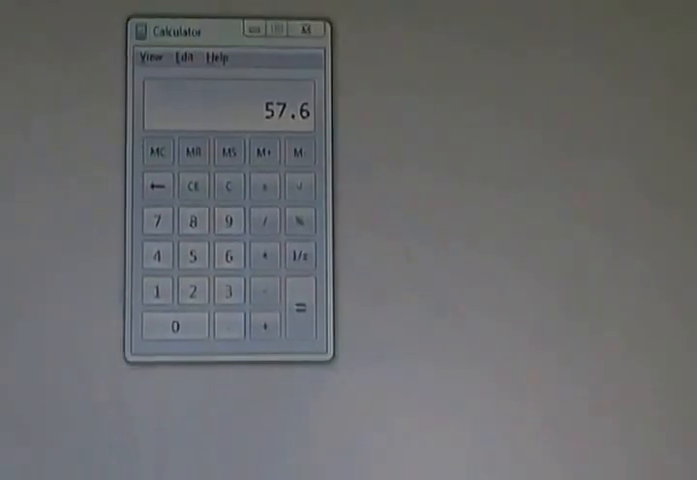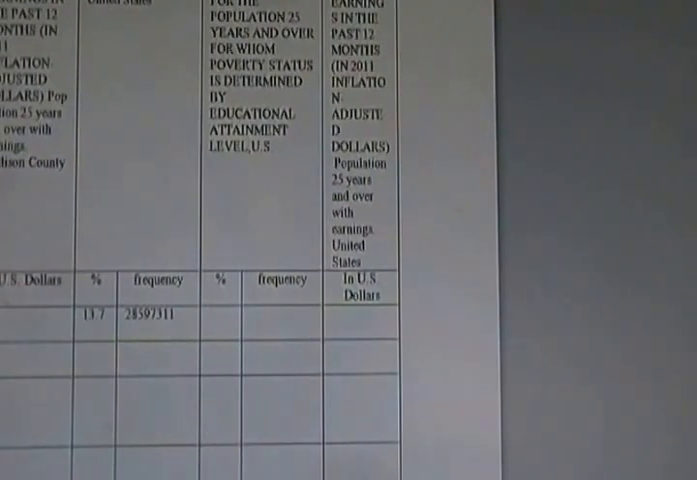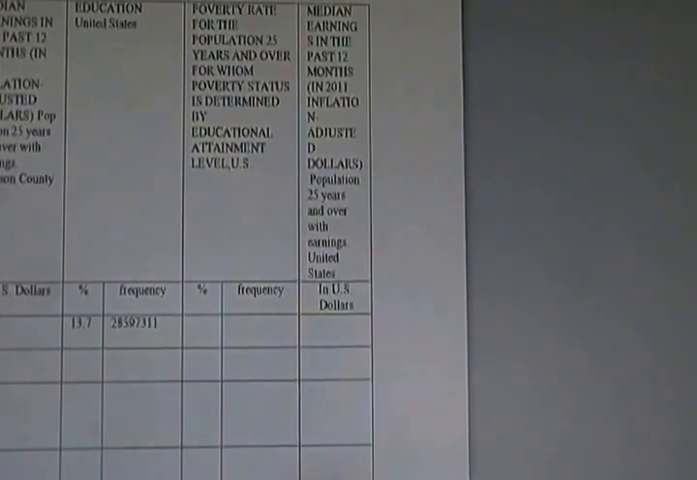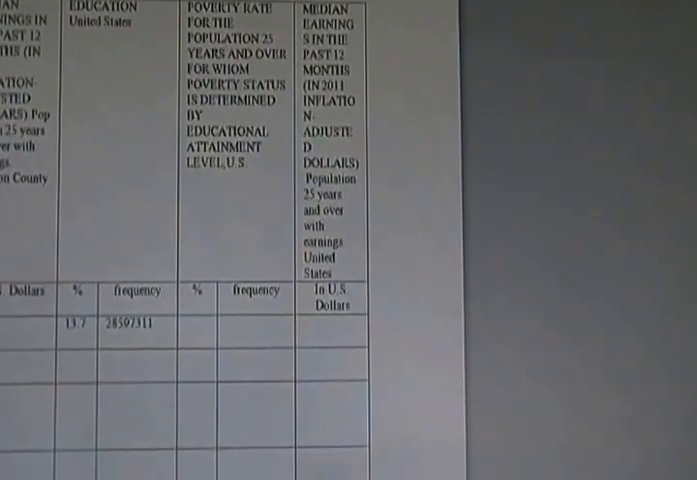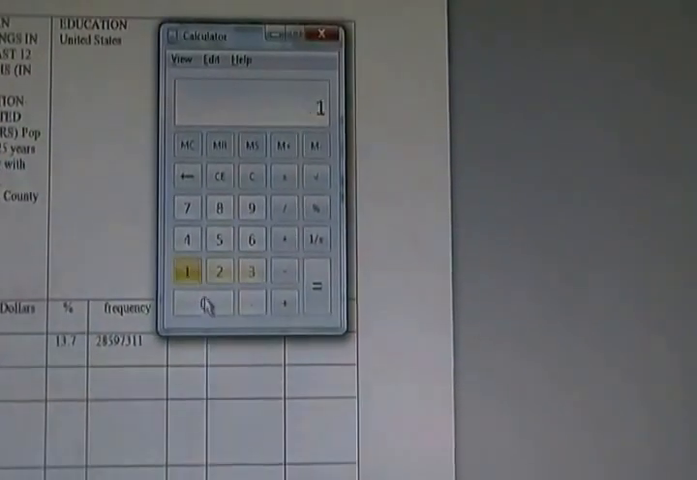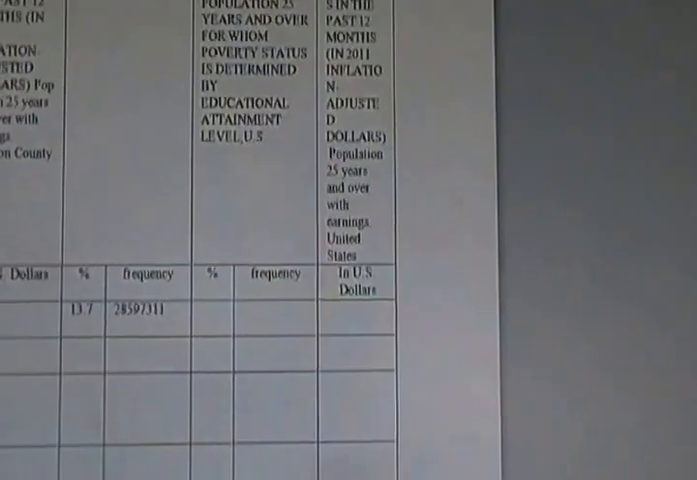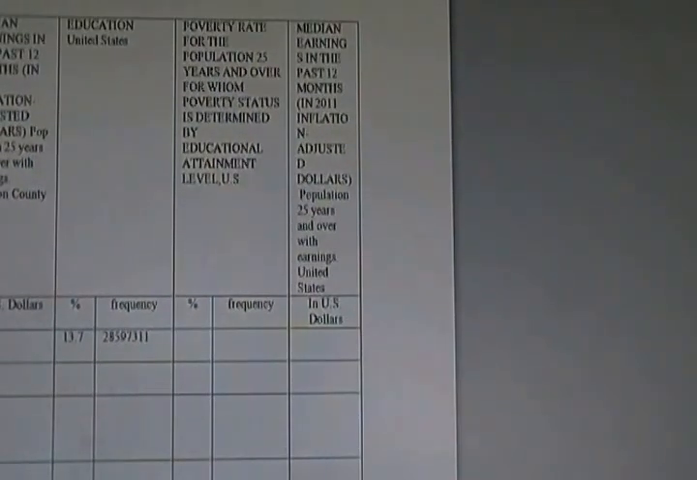Now, if I go down here, I ask you unknown, because we have some unknown information. So how do you calculate the unknown down here for the poverty rate? Well, you take 100 minus 57.6, and that gives you 42.4. So for the U.S. at least, the percentage unknown is 42.4.